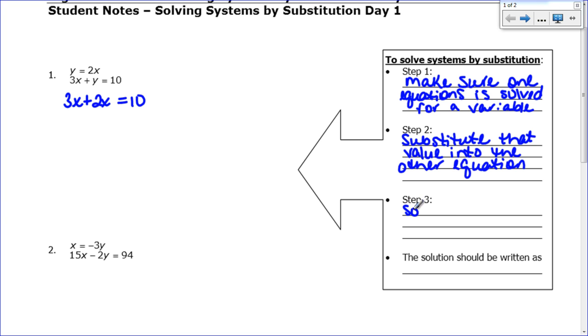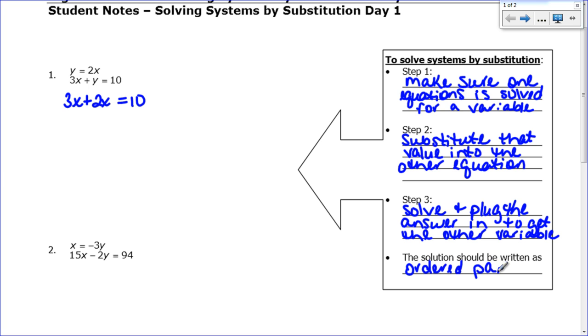So step number 3 is to solve and plug that value in. So plug the answer in to get the other variable. There are always two answers when you do a system of equations, because you should always have an x value and a y value, because remember, like we talked when we first talked about systems, the solution is where two lines intersect. And so we're looking for a point where the two lines are going to cross, so I have to have an x and a y. So the solution always has to be written as an ordered pair, because it is a point that is going to be on a line.